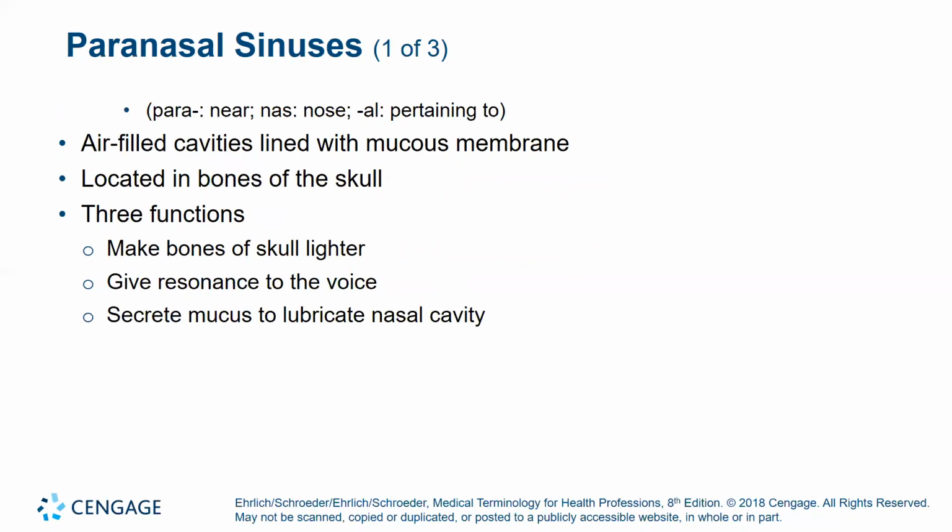We have paranasal sinuses. Looking at that term, we can break that down. Para is near, nas is nose, AL is pertaining to. So these are air-filled cavities lined with mucous membrane. They are located in the bones of the skull. And there are three functions. They make the bones of skull lighter, they give resonance to the voice, and they secrete mucus to lubricate nasal cavity.